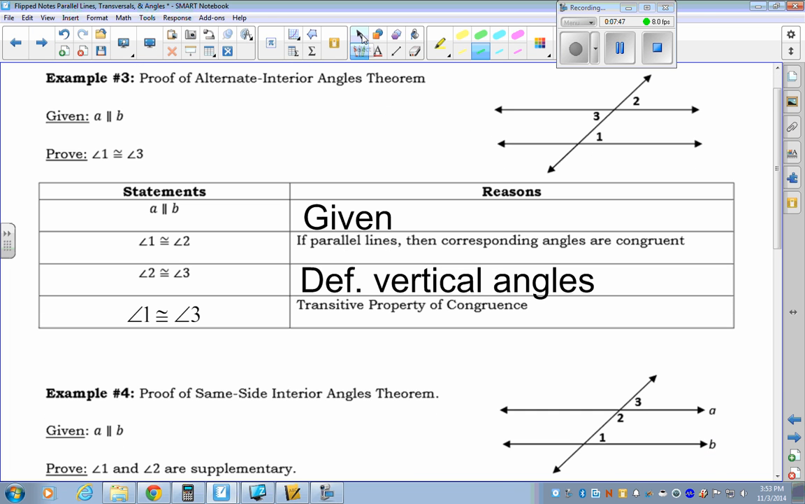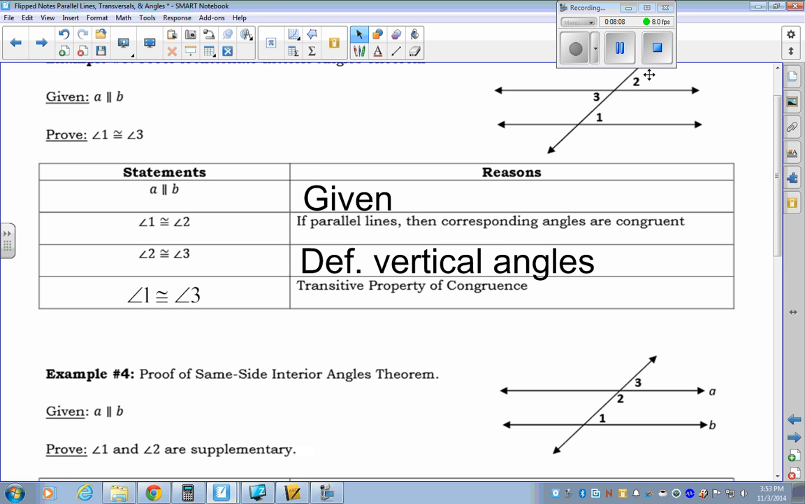All right, so proofs, everyone's favorite. These are pretty easy. We're proving the alternate interior angle theorem is true, that when lines are parallel, alternate interior angles are congruent. So we always start with our given, A is parallel to B. If A is parallel to B, then we know that angle 1 and angle 2 are congruent because corresponding angles are congruent. We also know that angle 2 is congruent to angle 3 because of vertical angles. So, by that logic, angle 1 must be congruent to angle 3 because of the transitive property of congruence. You could also use the substitution property here.